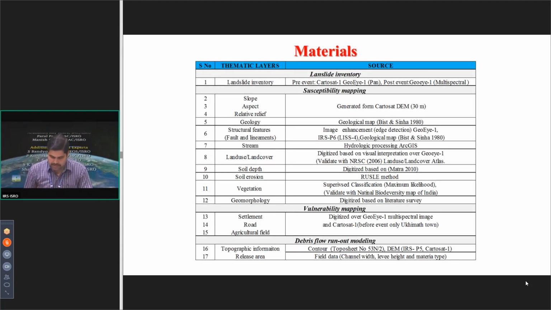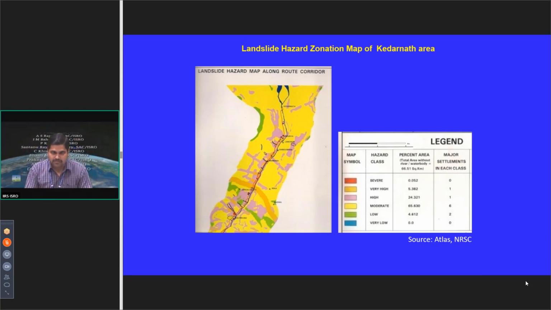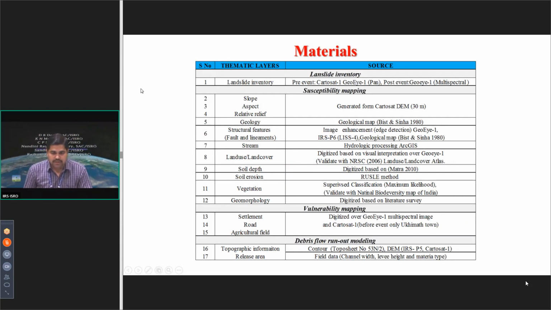Now I will come to the slides where I'll describe how to make this landslide hazard zonation map, the classification schemes. How do we go about this?